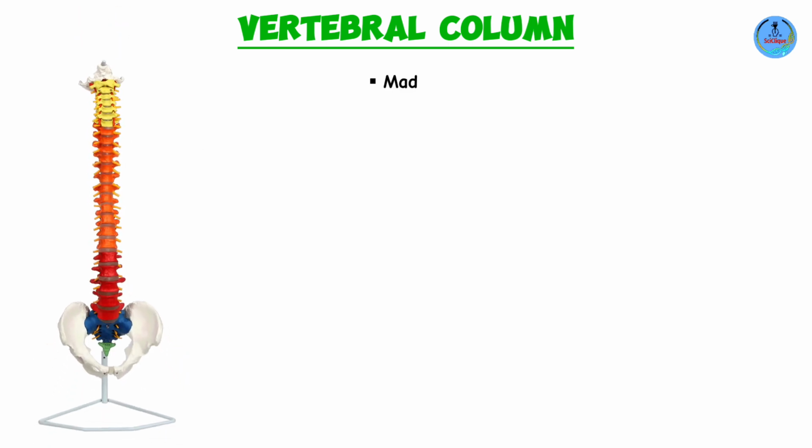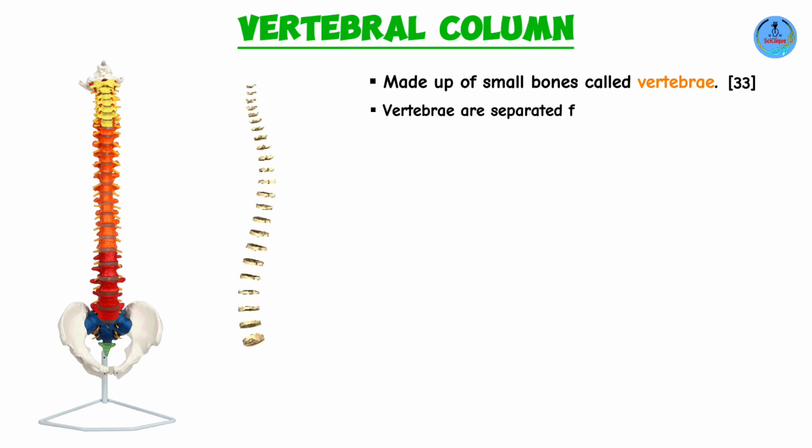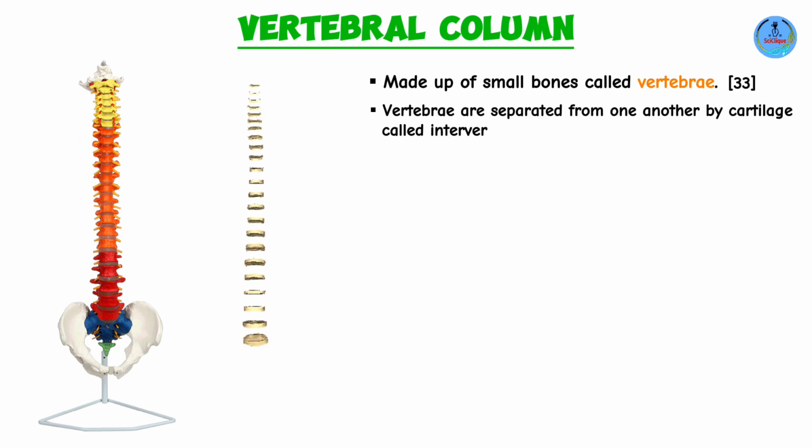Now, the vertebral column is made up of small bones called vertebrae. A single one is referred to as a vertebra. So in mammals, we have 33 vertebral bones extending from the neck region to the lower back. Now, in between two vertebrae, you're going to have a disc of cartilage. It's known as the intervertebral disc. So, between every two vertebrae, you have the intervertebral disc.